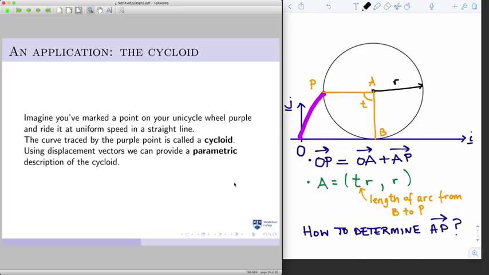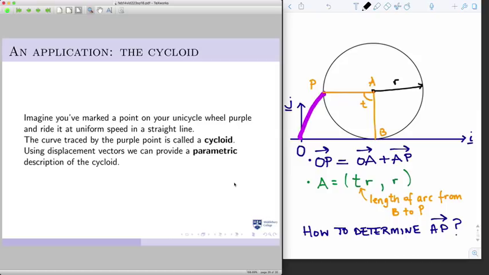Okay, so what we really care about is trying to understand where the purple dot on the wheel is going to be after a certain moment in time. Well, to determine where P is going to be, that's the same as trying to figure out the position vector OP. By our geometric vector addition, this would be the same as determining where the center of the unicycle wheel is. Let's call the center of the unicycle wheel A, and also determining the displacement vector from A to P.